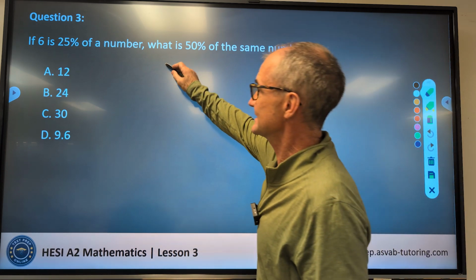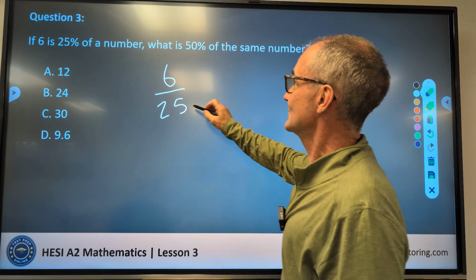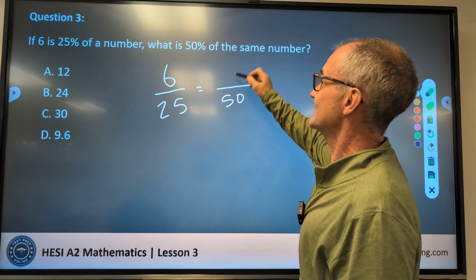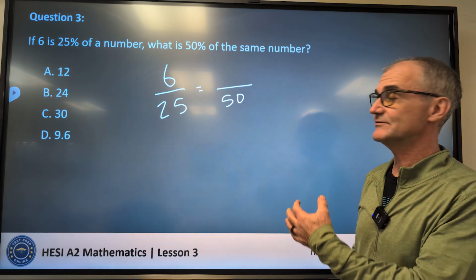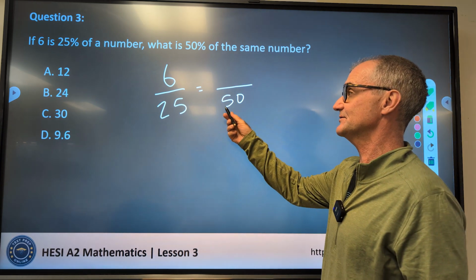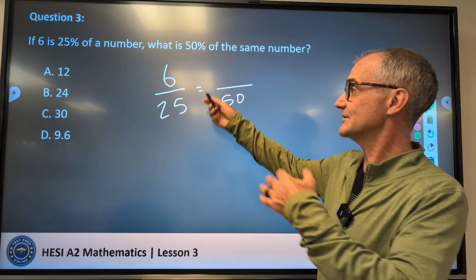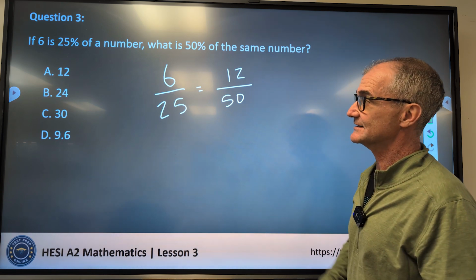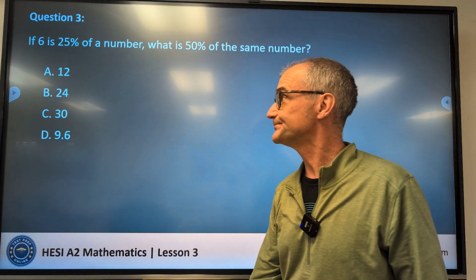Well, if 6 is 25%, what is 50% of that same number? So this is what I don't know. Very similar to the previous problem. How do I get from 25 to 50? I'd have to multiply by 2. If I'm doing that on the bottom, I also have to do it on the top. So I can see it's 12. So the correct answer, answer A, 12 right there.